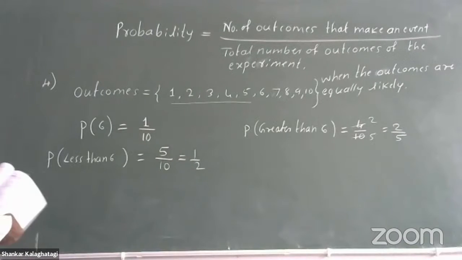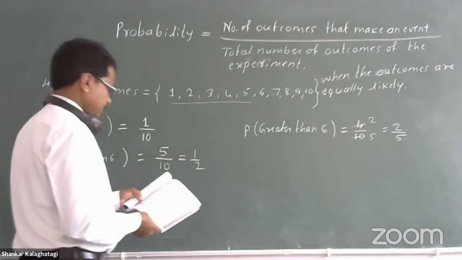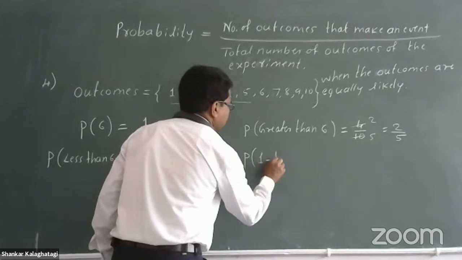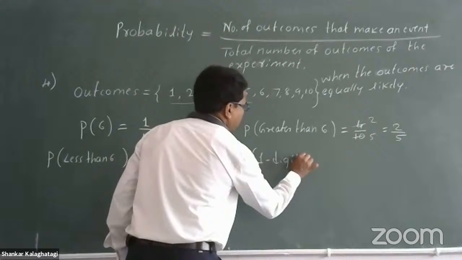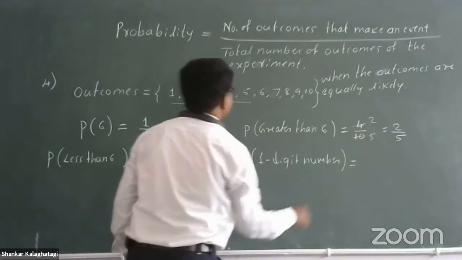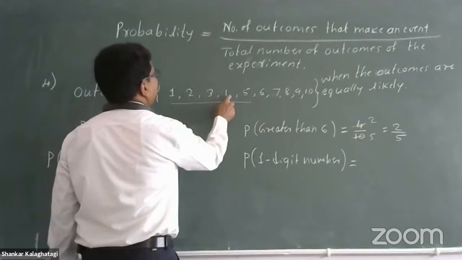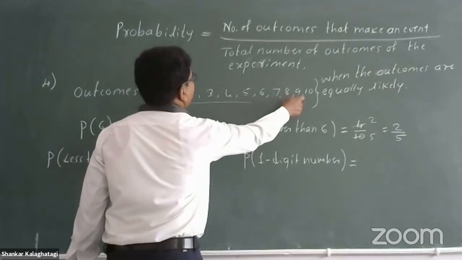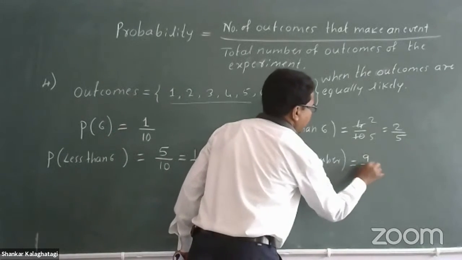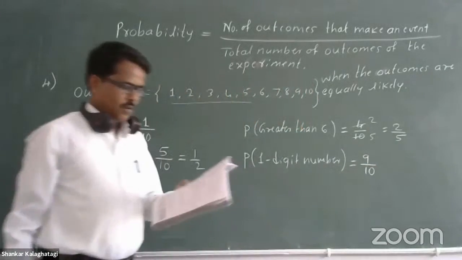Next, getting a 1-digit number. Probability of getting a 1-digit number. How many 1-digit numbers are there? 1, 2, 3, 4, 5, 6, 7, 8, 9. 9 are there. This one is 2-digit. So it is 9 by 10. Over.